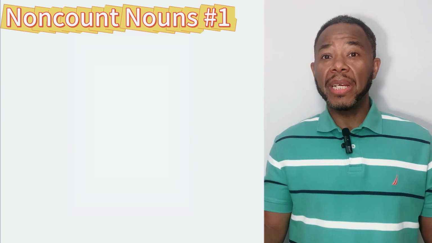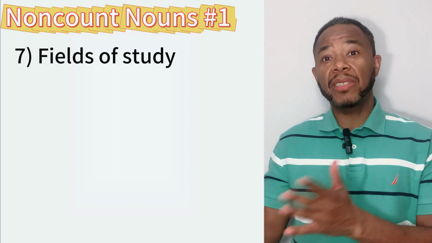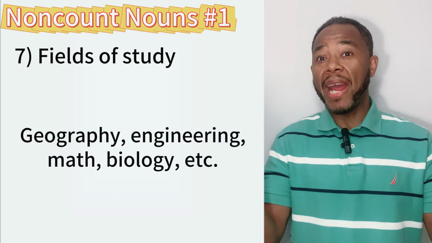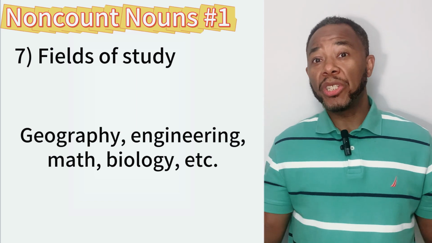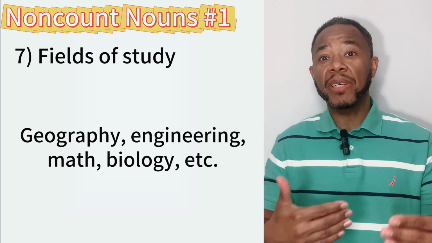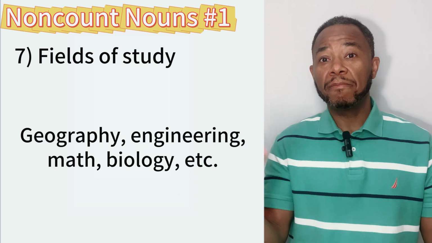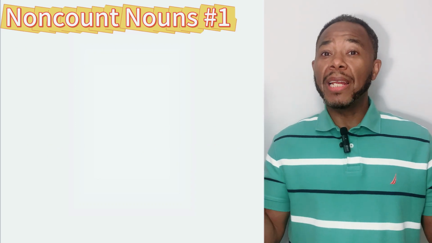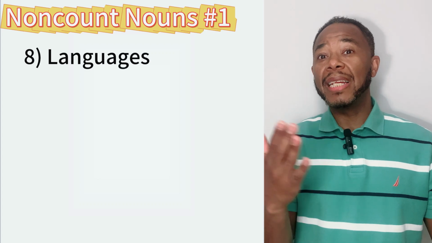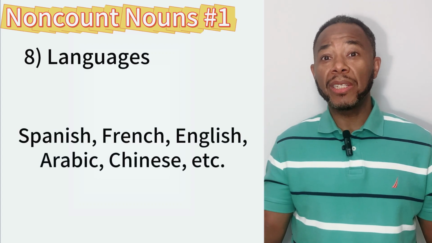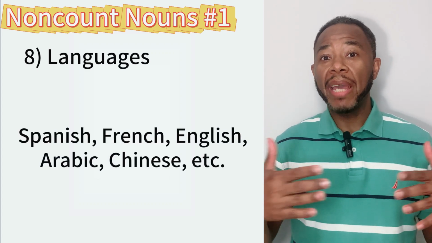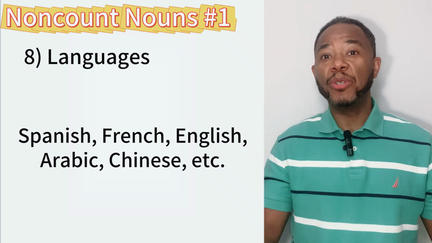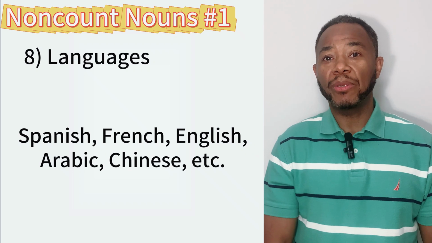The next category is fields of study. Geography, engineering, math, biology, any kind of subject that you study at the university is also a non-count noun. And the last category is languages. Spanish, French, English, Arabic, Chinese. Languages are usually non-count nouns.